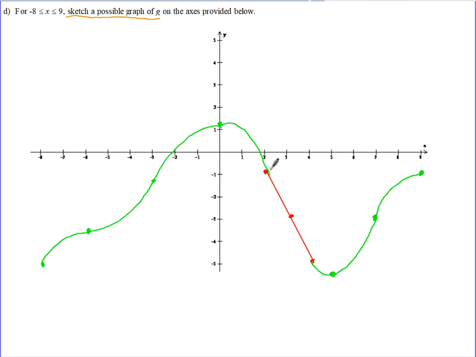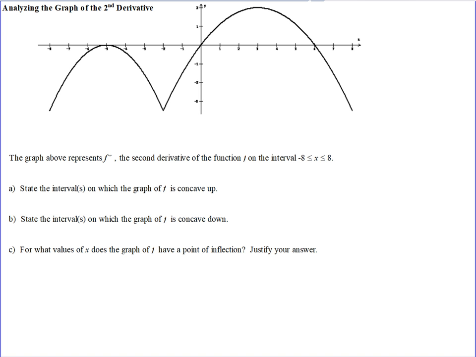Again, the only points known for certain are in this red section where it's linear, because that's our starting point, G of -1. And here we need the exact slope. Here we're just estimating. We should know the shape of it, but we don't necessarily know the exact y values of the green part. So those are some different things you can be asked about with the first derivative. Now let's take a look at analyzing the graph of the second derivative.